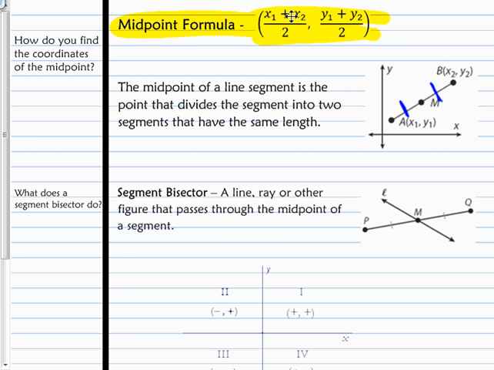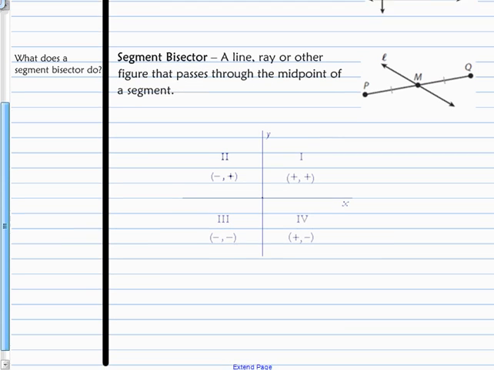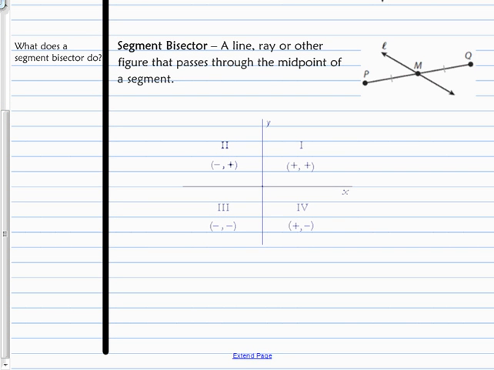What does a segment bisector do? A segment bisector is a line, ray, or other figure that passes through the midpoint of a segment. So, for example, we know that M is the midpoint here, and line L passes through PQ. So line L is bisecting PQ, meaning it's cutting it in half. If I use the word bisect, that definitely means to cut into two pieces in half. Bi is 2, so bisecting means cutting it in 2.